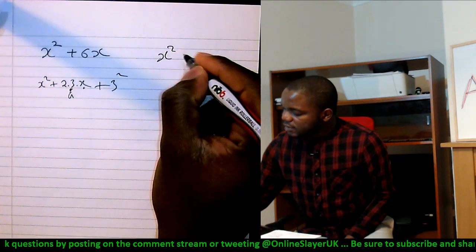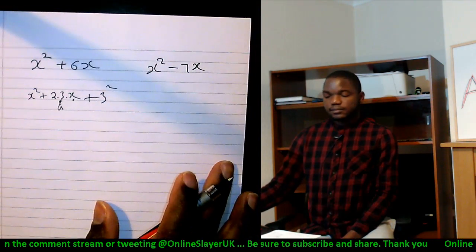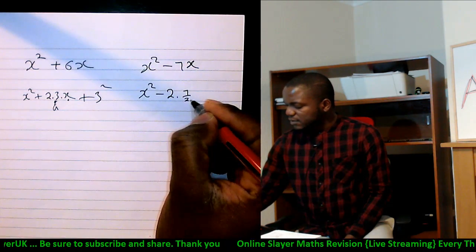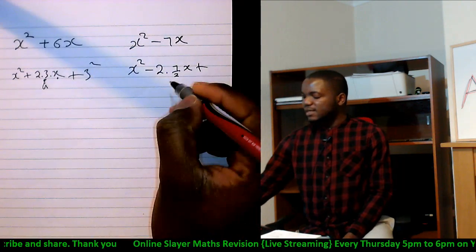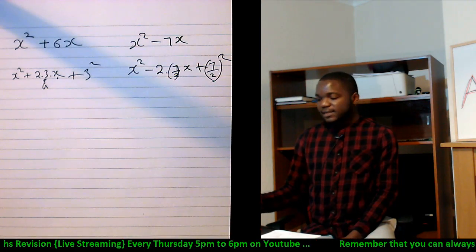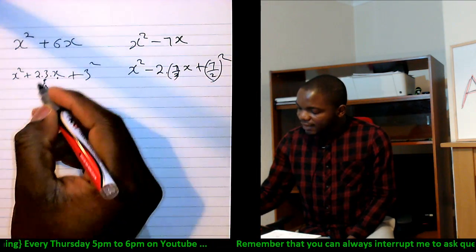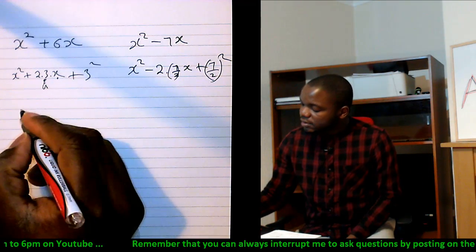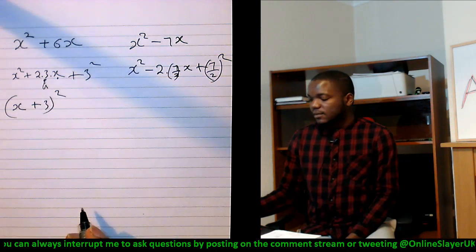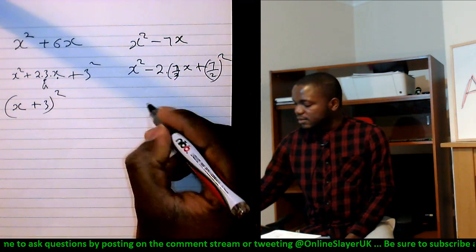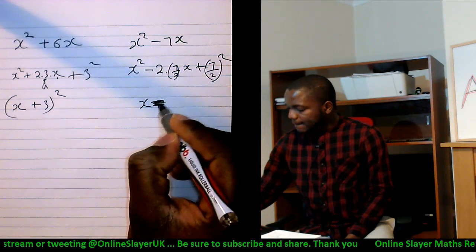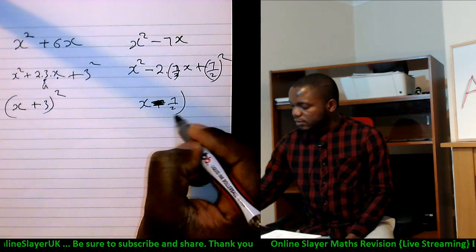Now that's complete. Complete this one. x squared minus 7x. This becomes x squared minus 2 times 7 over 2 x, right? So what am I to add? This is the a term there. So 7 over 2 all squared. And it's complete. It is complete because if I want to write this as a square now, it's just going to be x plus a, our a is 3, all squared. And if I want to write this as a square, it's just going to be x minus a, and our a is 7 over 2, all squared.